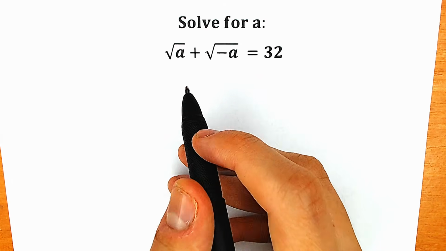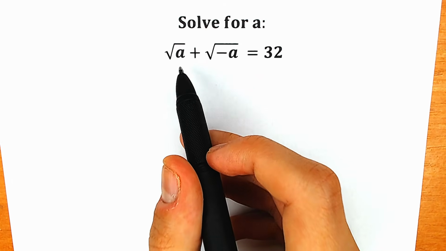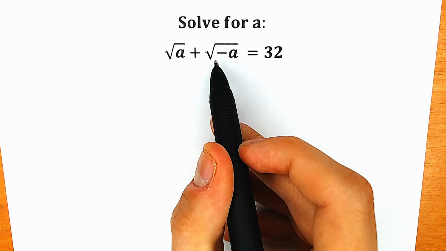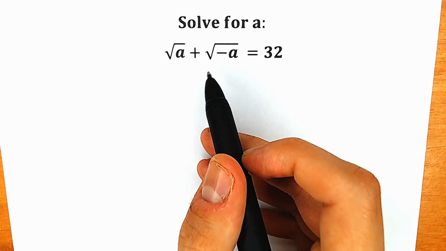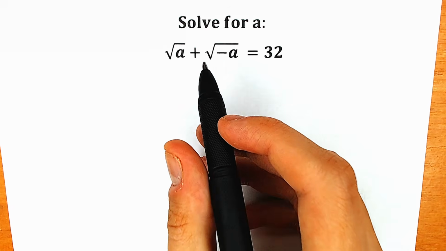Hello everyone, today we have a really interesting equation with square roots. We have square root of a plus square root of minus a equal to 32, and we need to find our a. You can also write your solution down into the comment section and then we will check our answers.